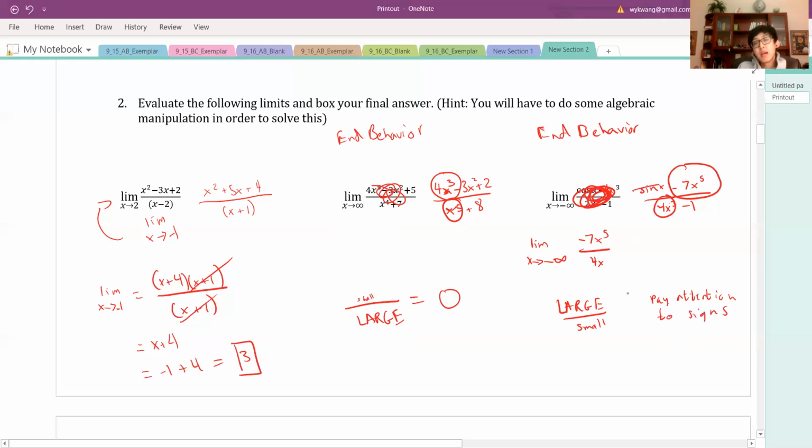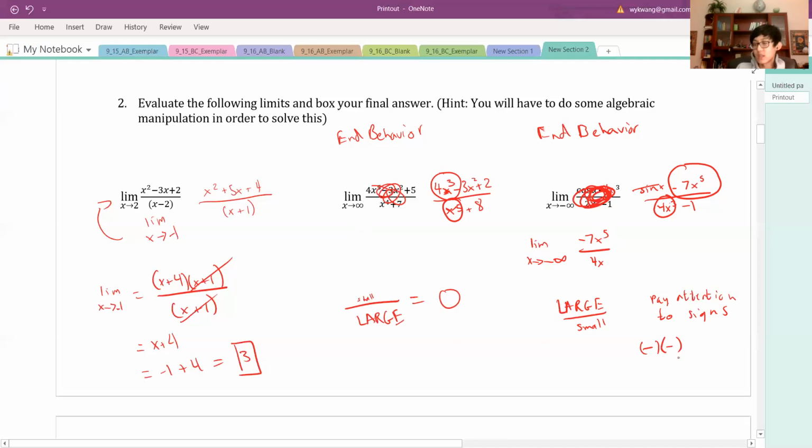Well, so the top we have a negative, right? And then x to the 5th, if we plug in negative infinity, a negative number to the 5th power, well, that's also going to be negative. Remember, a negative number squared is positive. A negative number cubed would be negative, right? So a negative number to an odd power is always going to be negative.